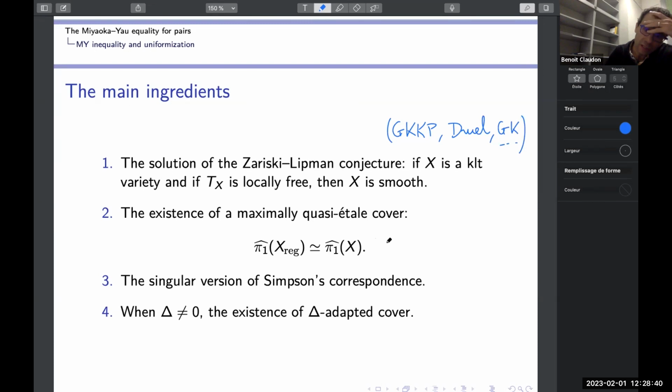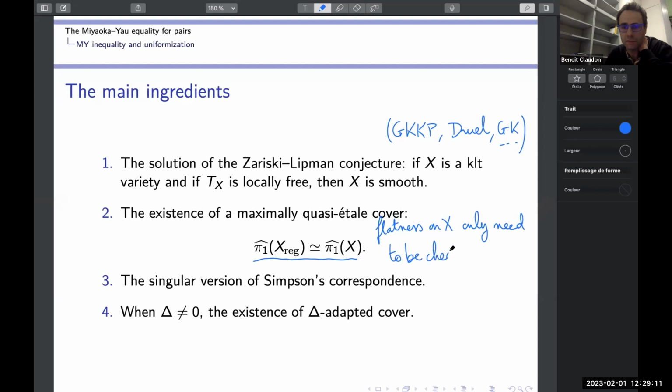So the maximally quasi-étale covers. In that case, we have this isomorphism, and for us, in terms of flatness, it says that flatness on X only needs to be checked on the regular part of X. And it sounds really, really useful, this kind of thing.